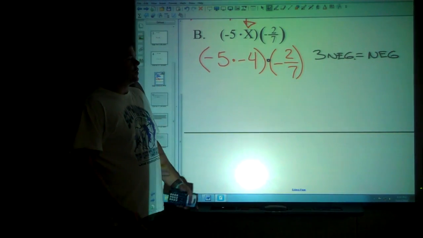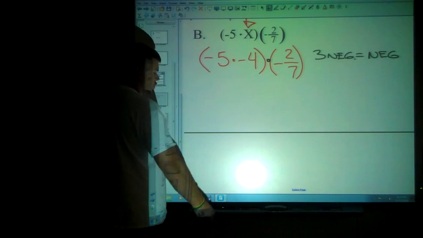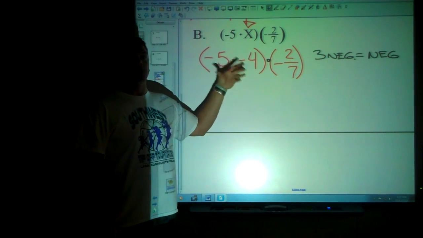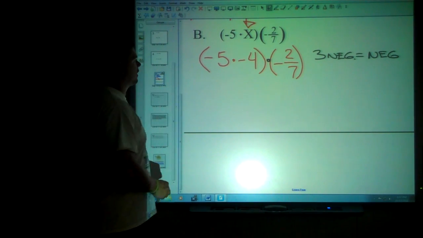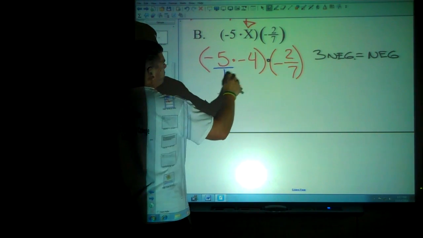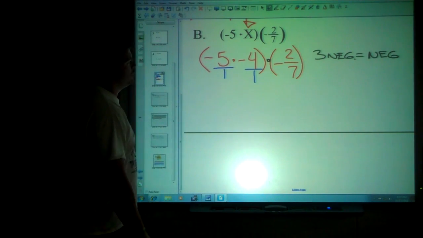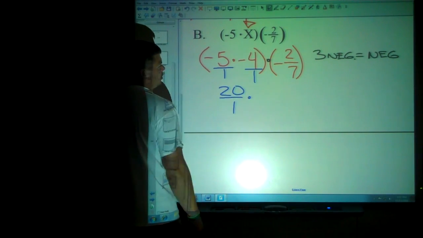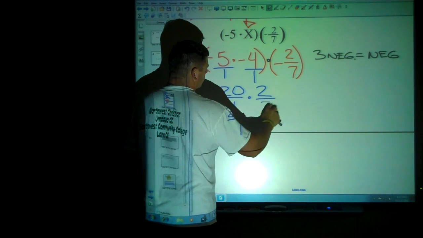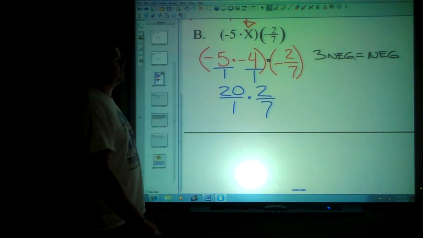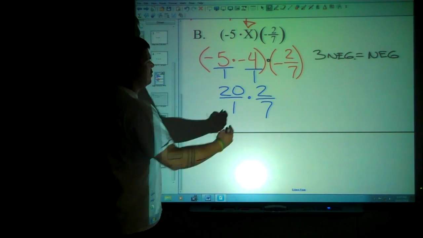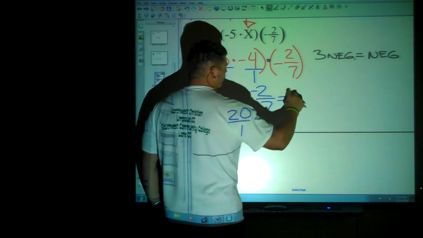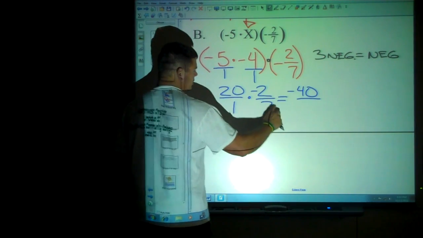So now that I know it's a negative answer, don't stress about the signs. Just do your multiplication like you normally would. When I do these, I first look at it and see if I can determine whether it's positive or negative. Then I worry about the math. You can make each one of these a fraction by putting a 1 underneath it. You can multiply the 5 and the 4 and you get 20 over 1 being multiplied by the 2 over the 7. Notice I am not even worried about the signs anymore because I already know the answer is negative. If you want, go ahead and keep the negative here. Fractions multiply straight across, so you end up with -40 over 7.